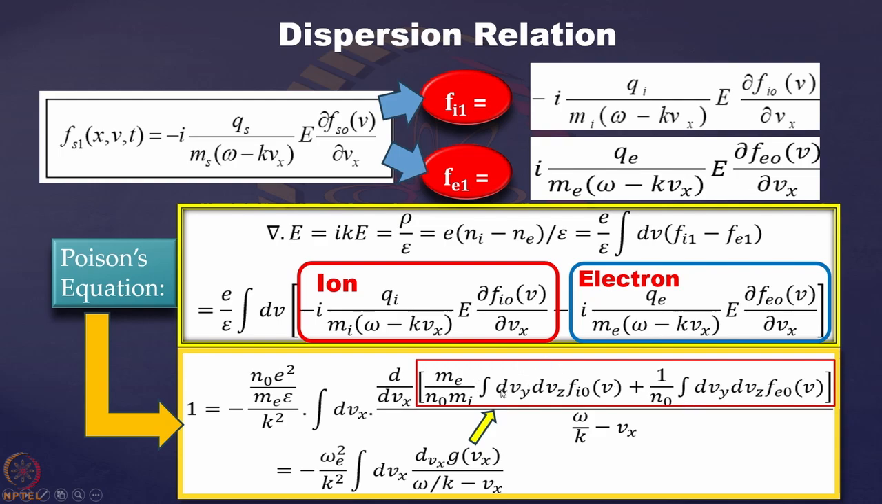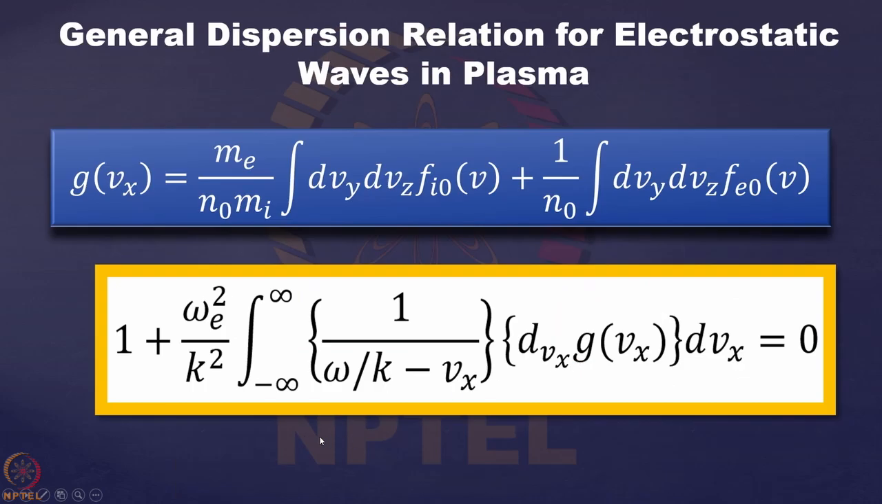Why is it vx? Because it is already integrated over dvy and dvz. So whatever will be coming here, it will be in terms of vx only, because vx will be left. You have integrated over vy and vz. So what you are getting over here is g(vx). And what is the expression for g(vx)? That is exactly what we kept inside that red rectangle.